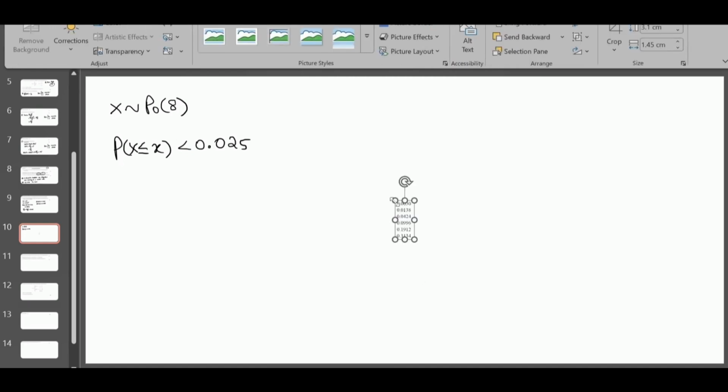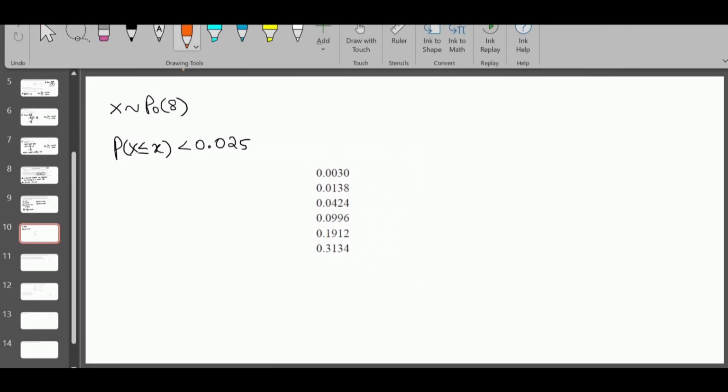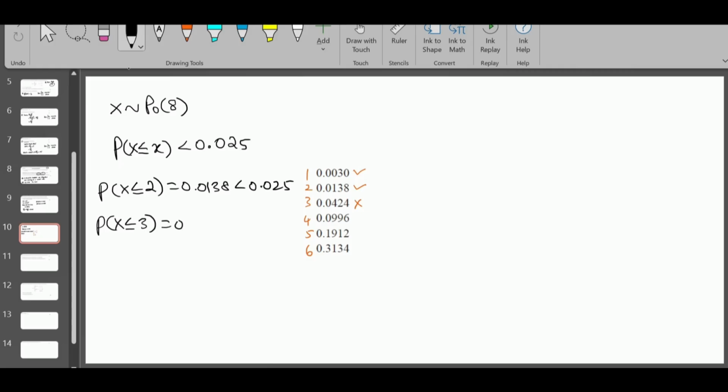I have put the table values here. This is for the table values corresponding to lambda is 8 and the X values are 1, 2, 3, 4, 5, 6. I have taken some values because we are looking for the values that are smaller than this. This is smaller than 0.025, this also not this. So you need to write P of X less than or equal to 2 is 0.0138, which is less than half of the significance level. P of X less than or equal to 3 is 0.0424, which is greater than this. You need to show where it changes. Therefore, X is less than or equal to 2.